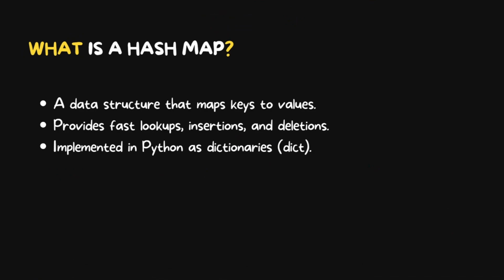A hash map is a data structure that stores data in key value pairs. In Python, hash maps are implemented using dictionaries. They provide constant time complexity for insertions, deletions, and lookups, making them extremely efficient. Hash maps are widely used in coding interviews and real-world applications, so mastering them is a valuable skill.